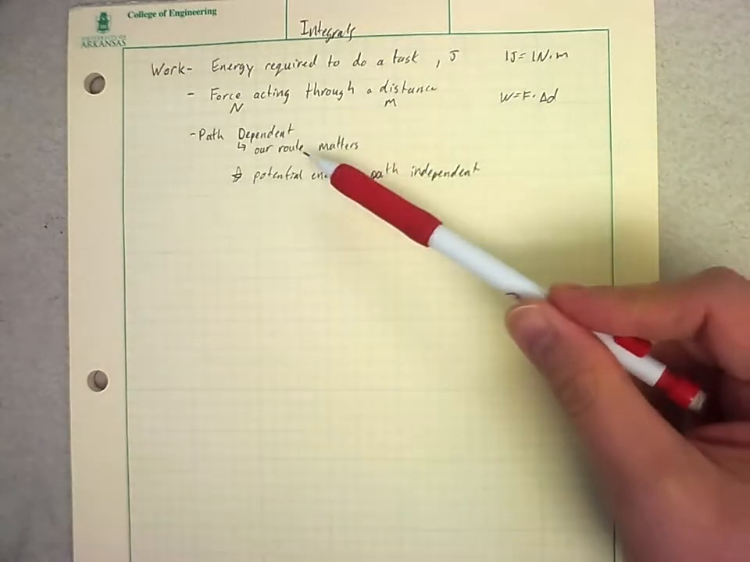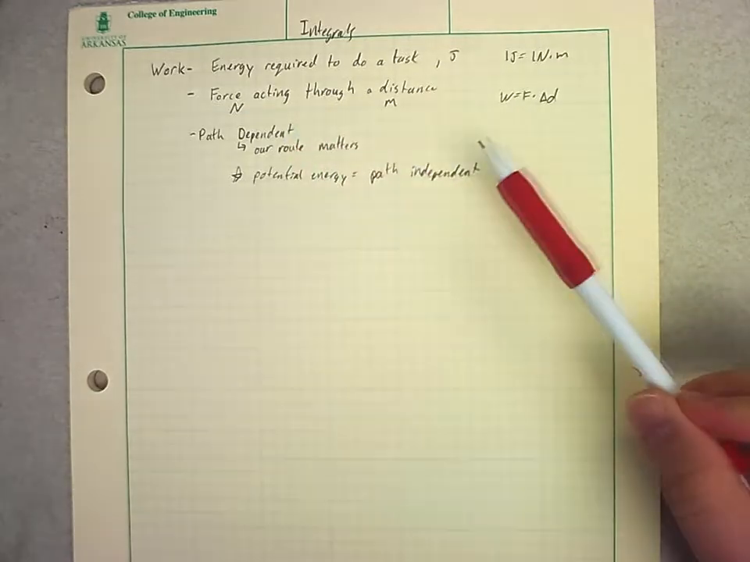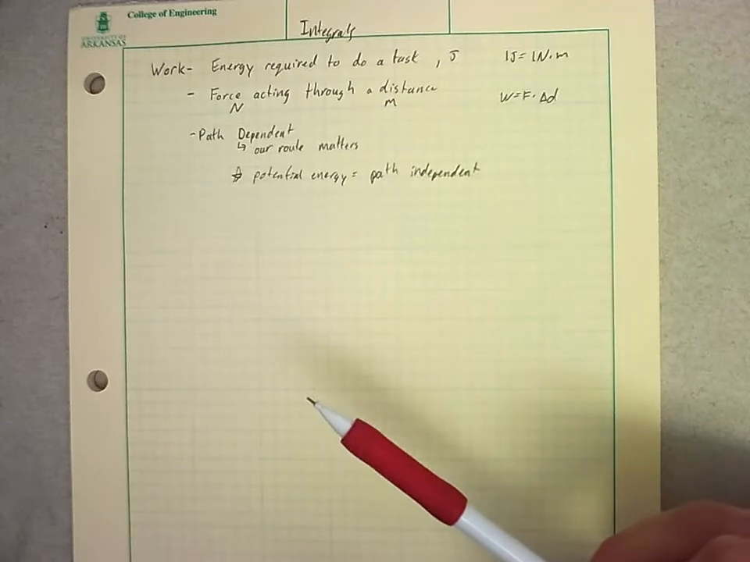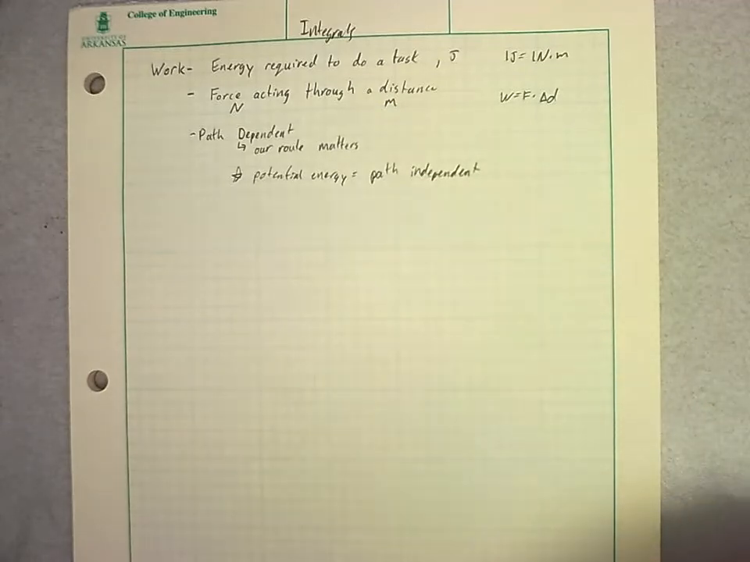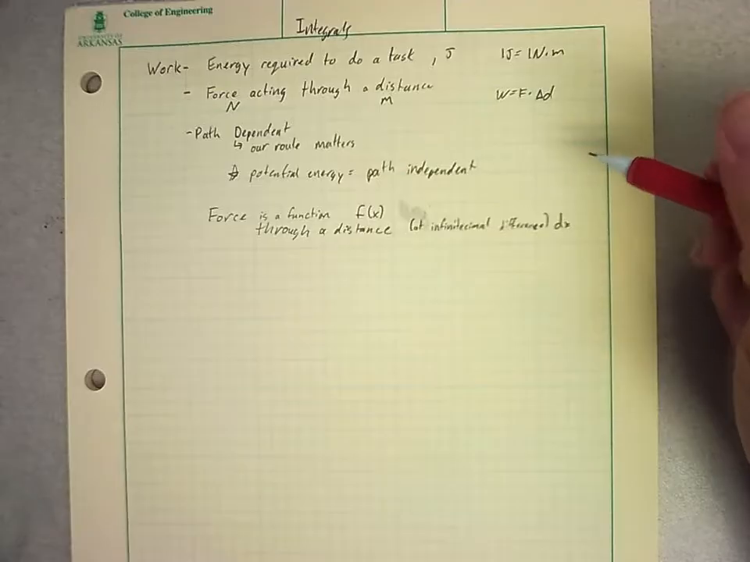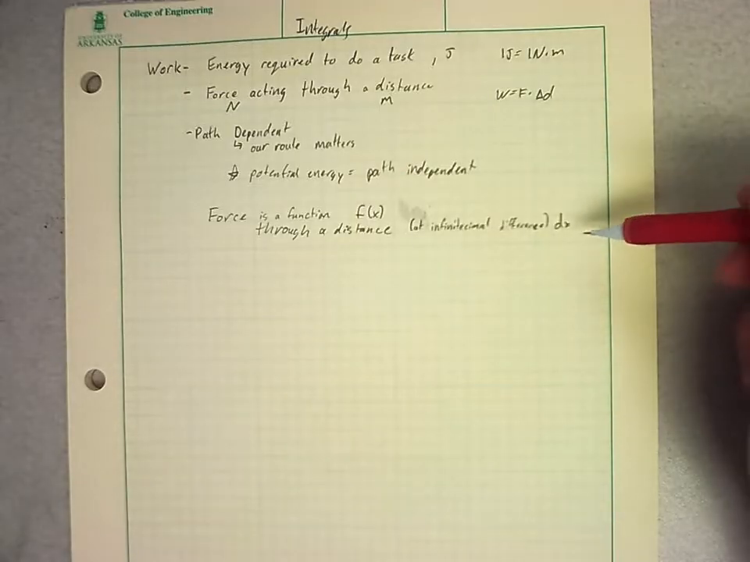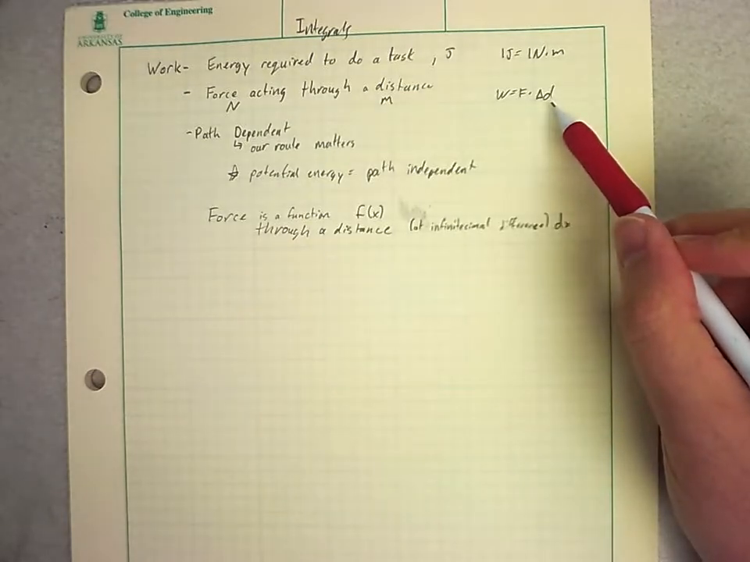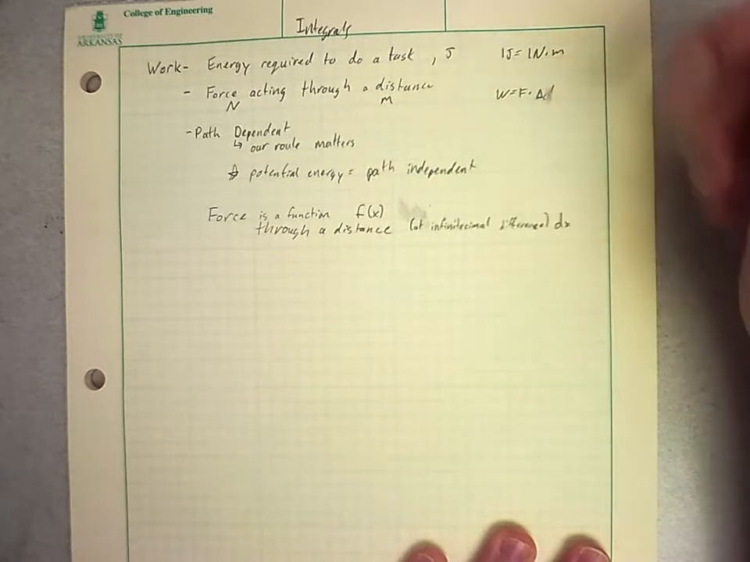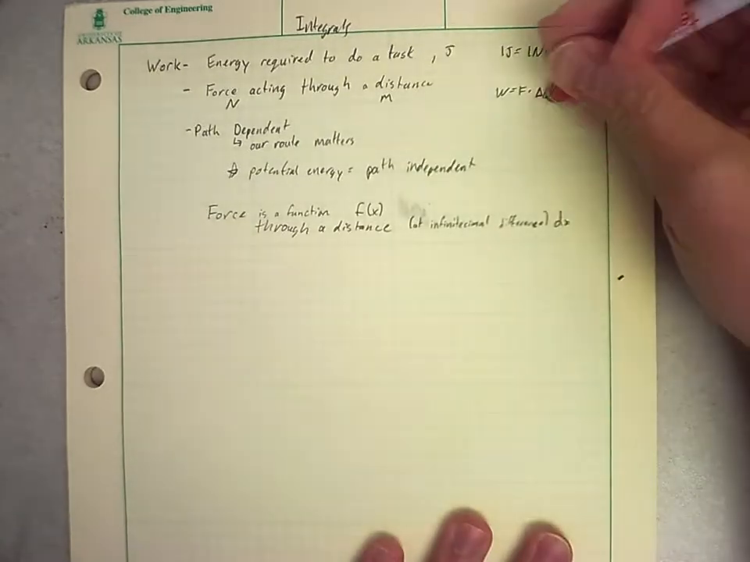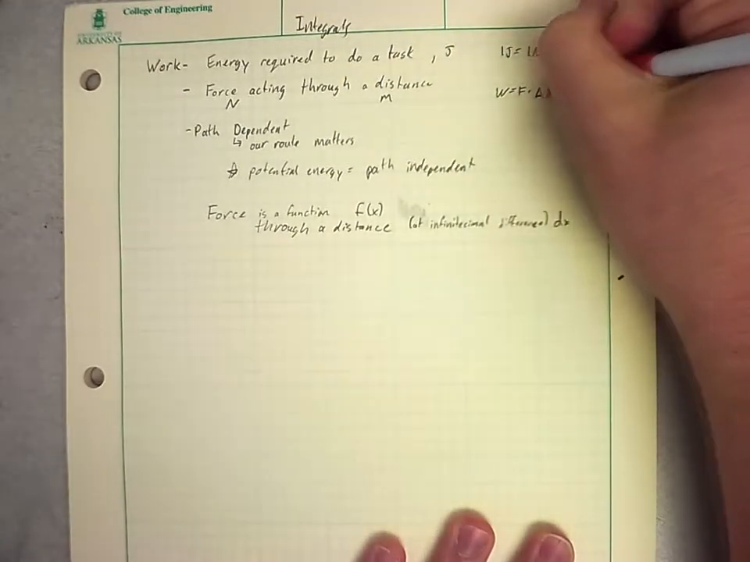And so as we talked about, the way we're going to think about work right now is as this force acting through a distance. And of course we're thinking about integrals, so if we think of force as a function through a distance, added in infinitesimal differences, we go from a delta x to a dx. Clean that up a little bit for you.